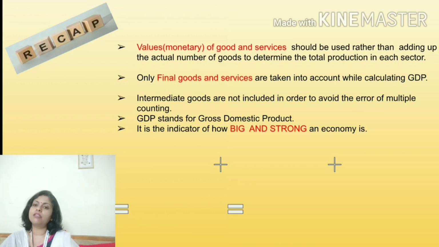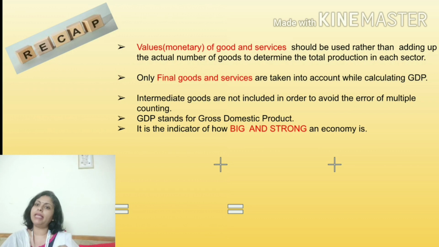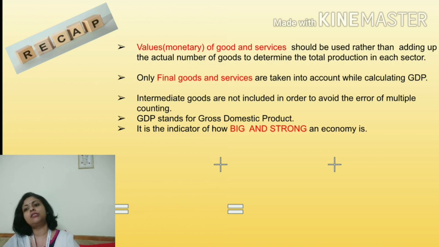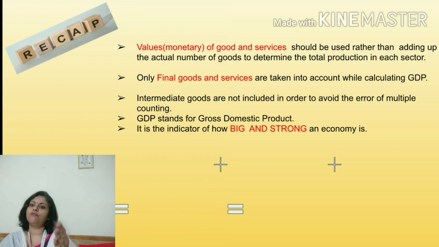The final goods and services include the value of all the intermediate goods and services, and it is this final goods and services that we sum up for each sector of the economy to calculate the GDP. Now GDP indicates how big, how strong, how powerful your economy is. It is the best indicator, and the concept of GDP is common across countries. It is not only India which calculates the GDP, it is all countries. Every country has the sectors of economy. It does not understand geographical boundaries. These are concepts which are common to all the countries.